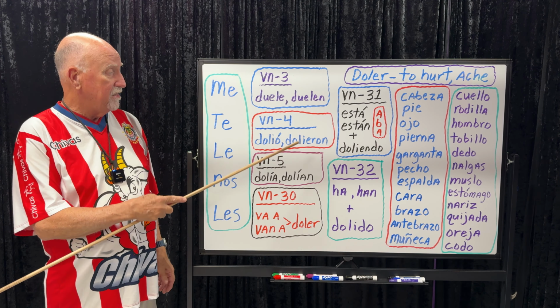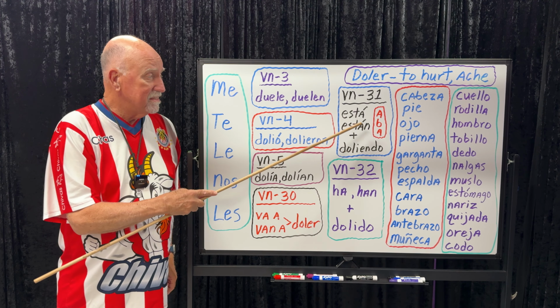Let's go down here. Están doliendo. This means aching. It's hurting. Like right now you say, ooh, my feet are killing me. Me están doliendo los pies. My head is killing me. Me está doliendo mucho la cabeza. My eyes are hurting. Me están doliendo los ojos. His stomach is aching him. Le está doliendo el estómago.